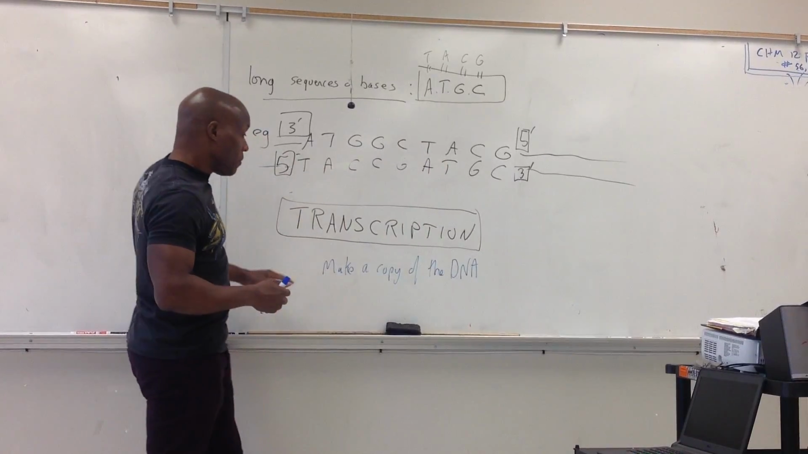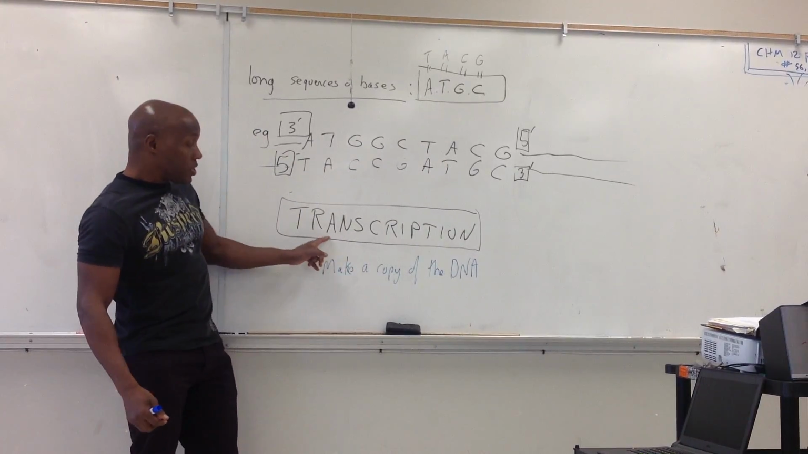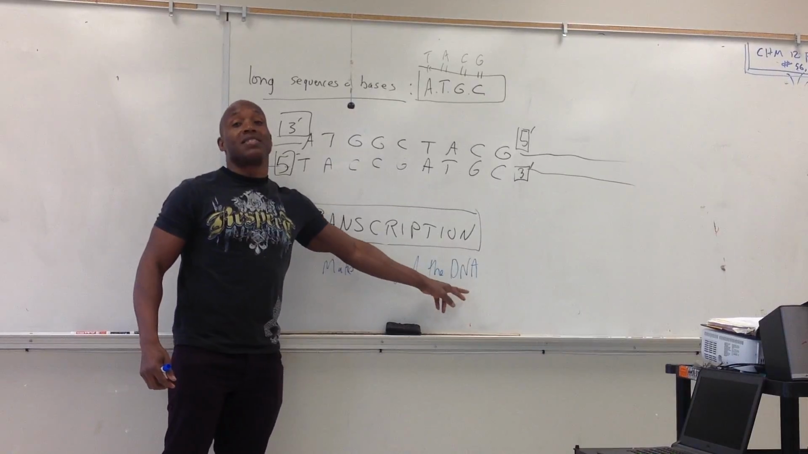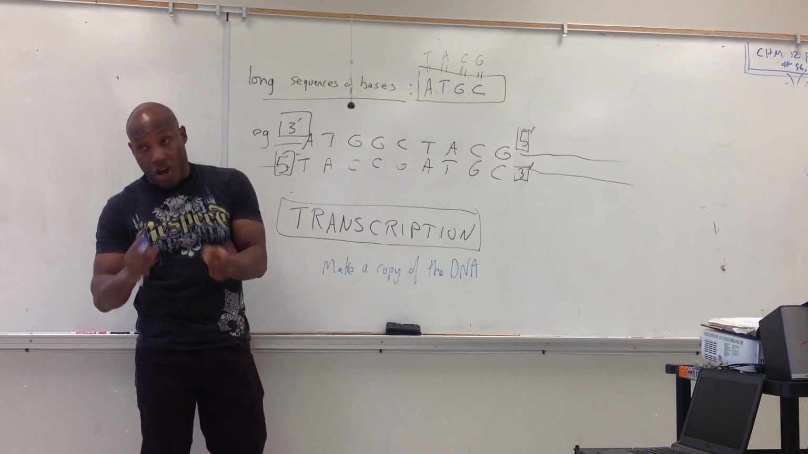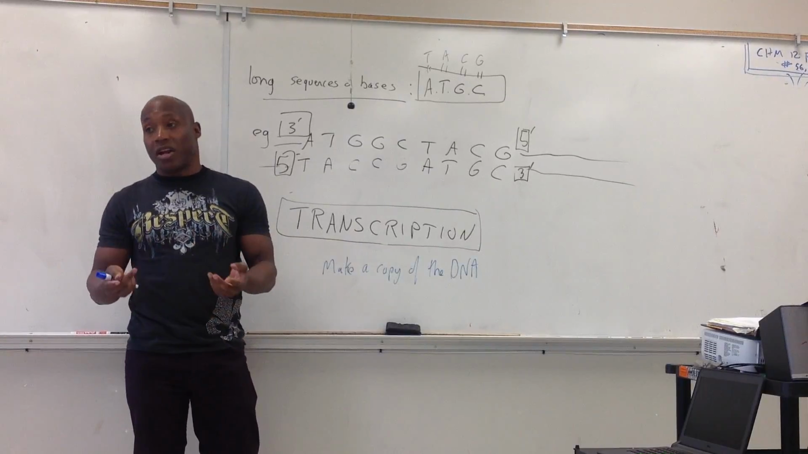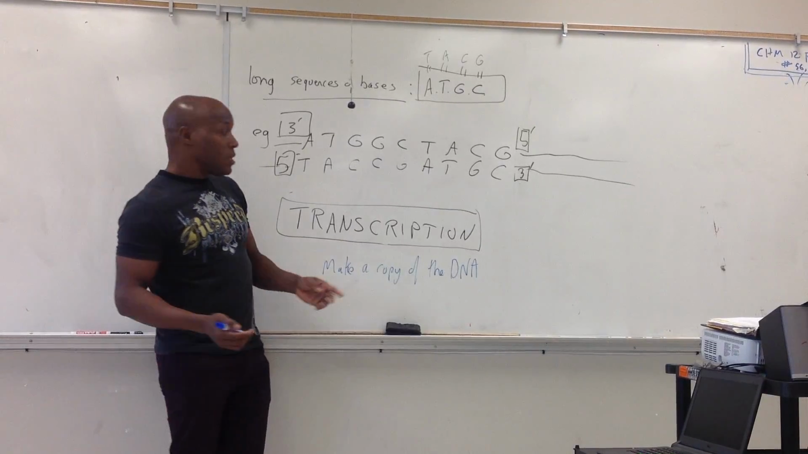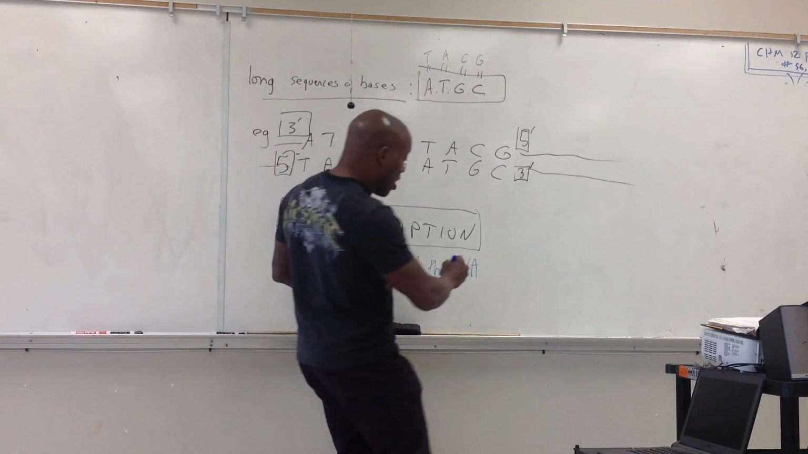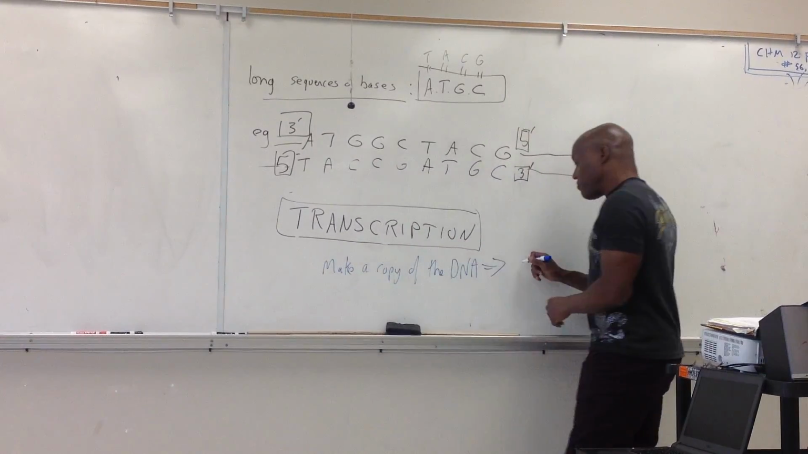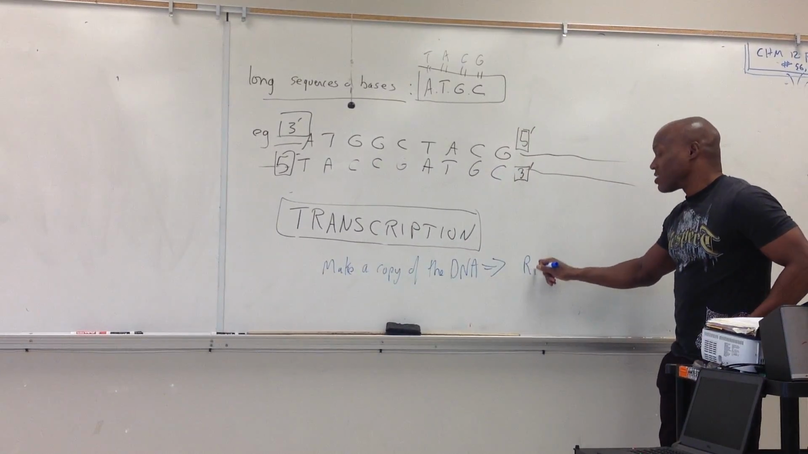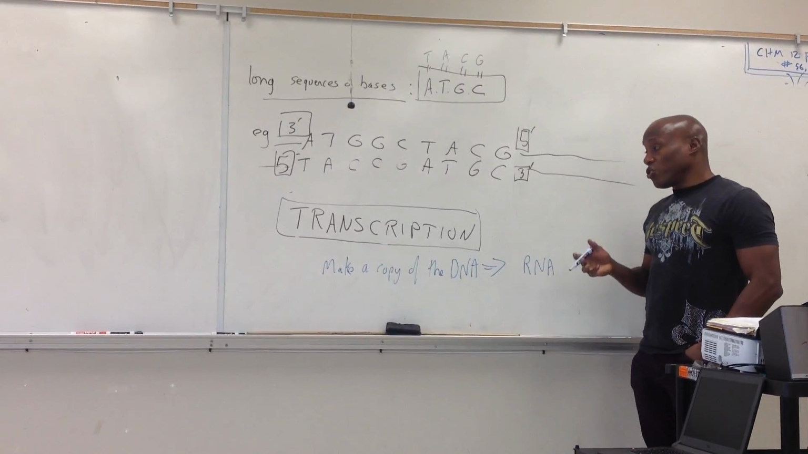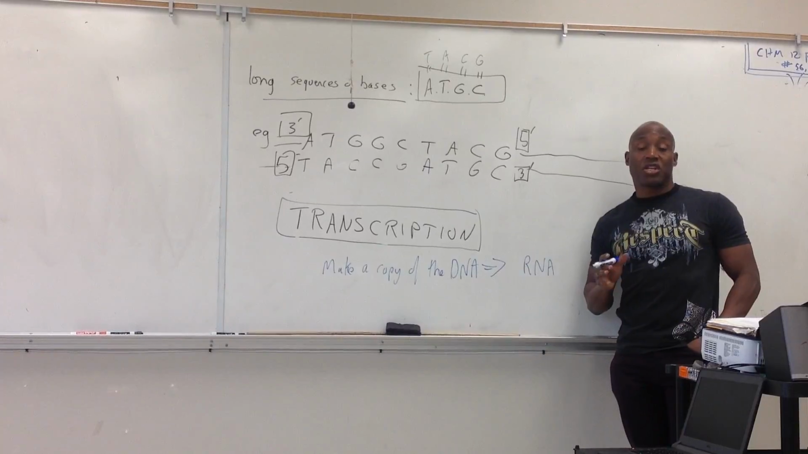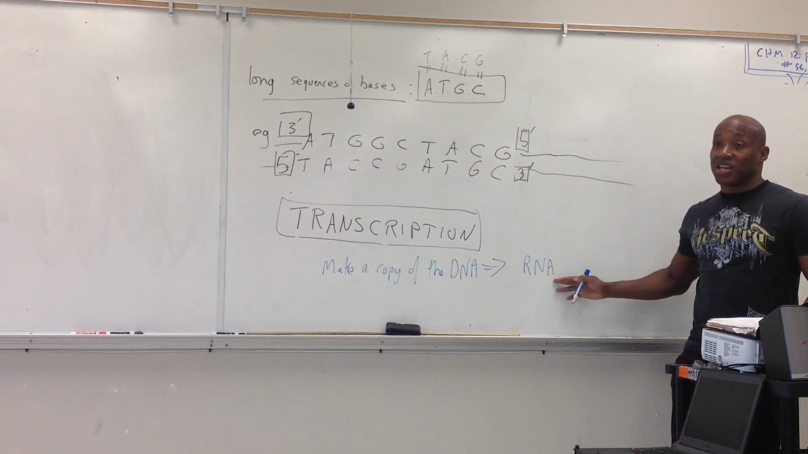Okay? Now, the copy of the DNA when we're doing transcription isn't going to be a DNA molecule. It's a molecule that's very similar to DNA, but is not DNA. It's called RNA, ribonucleic acid. So in the process of transcription, we make a copy of DNA, but the copy is now done in RNA. And there are two really important differences that you need to know about RNA versus DNA.